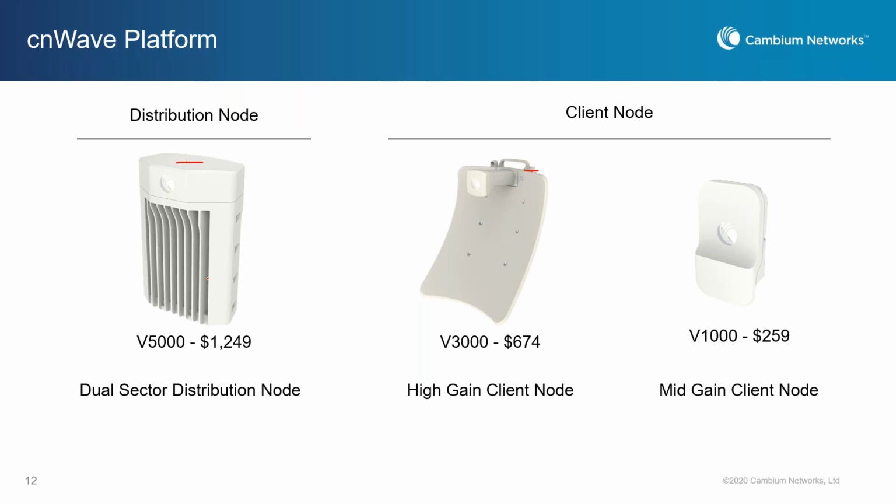When we do layer 2 tunneling, we don't need any third-party device. Everything is done within the CNWave itself. If we take a very simple point-to-multipoint example, one end is on the V5000 and the other end is on the CN side, either a V1000 or V3000. We do the tunneling all internally. No third-party device is required.